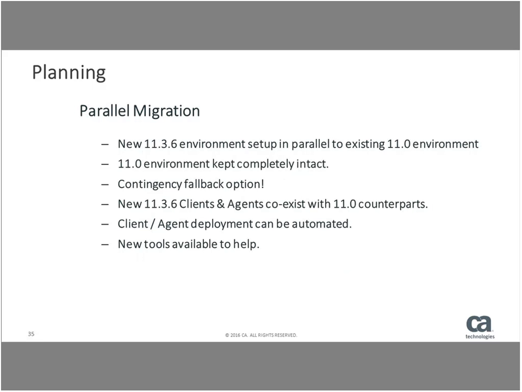So we recommend a parallel migration strategy as a best practice. This means that you will set up the new 11.3.6 environment in parallel to the existing 11.0 environment. The 11.0 environment is kept completely intact. This provides a full contingency fallback option, which is fantastic. If anything goes wrong, you just go right back to the 11.0 that's completely intact. New 11.3.6 clients and agents can coexist with their 11.0 counterparts.